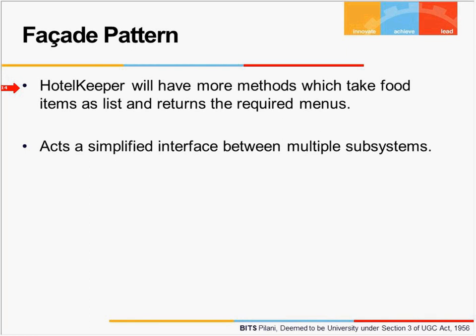Actually, it's a structural pattern that we are proposing: if you have multiple subsystems in your system, and the client is required to access all these multiple subsystems one by one, then instead of that, provide a facade object which helps the client to access or to modify the chosen subsystems through a unified interface. That's the idea.